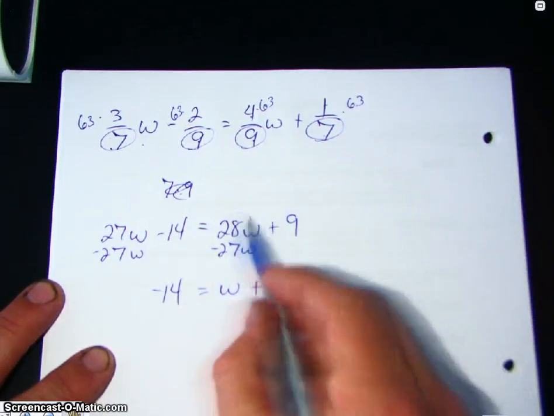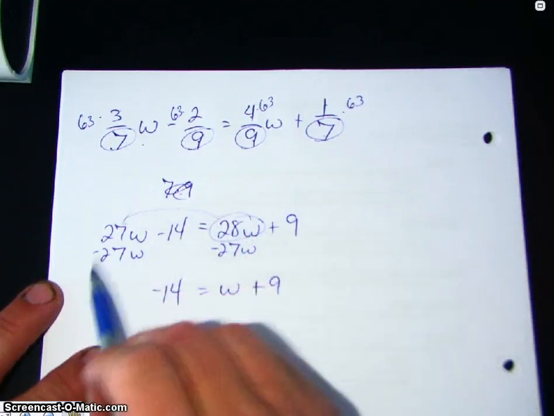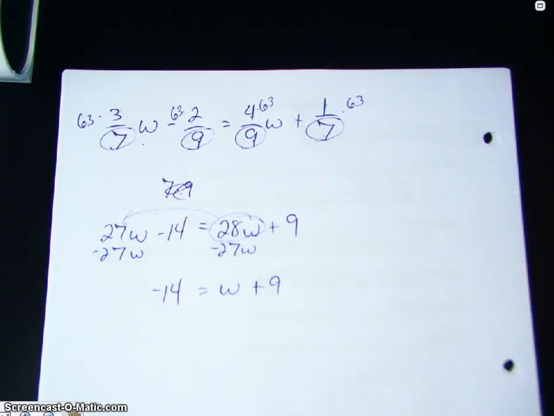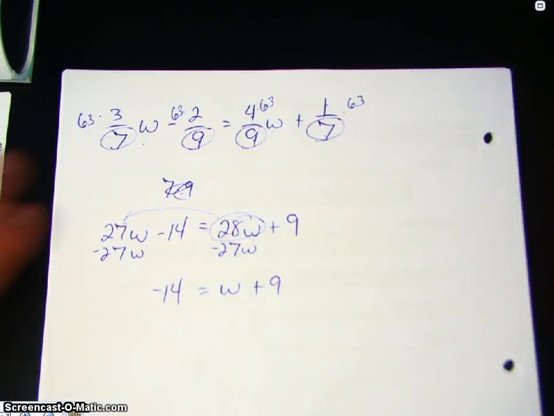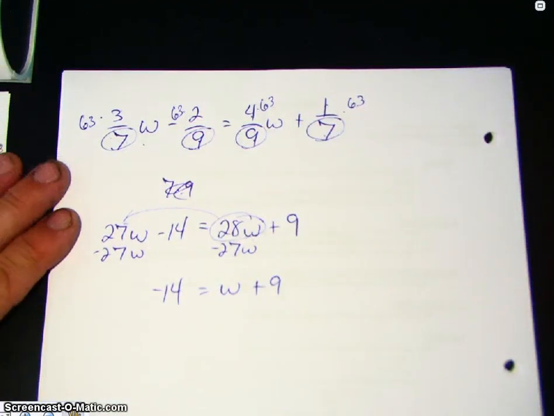If I took the 28w over here, I would get a negative w. Again, I do not like negative coefficients. I try to stay away from that as much as possible. That's just my preference. You don't have to do it; either way is fine.